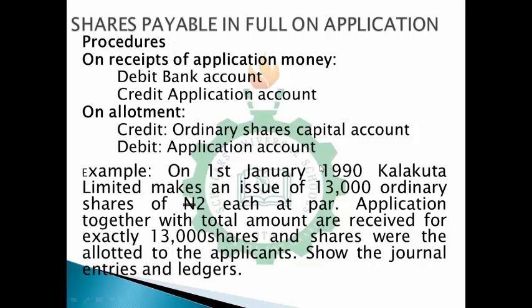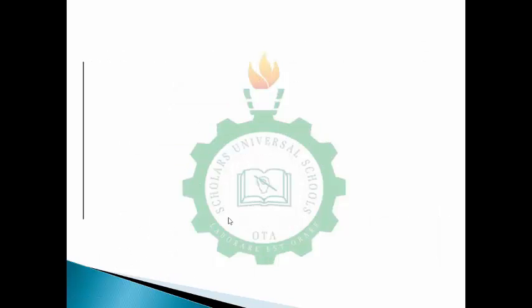Now, the first thing here is that application together with total amounts are received for exactly 13,000 shares. And you are selling at par. That is, you are selling at 2 naira, which is this value. So 2 naira times 13,000 shares that you are selling is 26,000. So the first thing you have to do is debit bank account with 26,000 naira. Then credit application account with 26,000 naira. And the next thing is on allotment. What are you doing? Credit ordinary share capital account with 26,000 naira, which is 13,000 times 2 naira. Then debit application account with 13,000 times 2 naira. So that is exactly what you're doing. So let's open our journal entries.